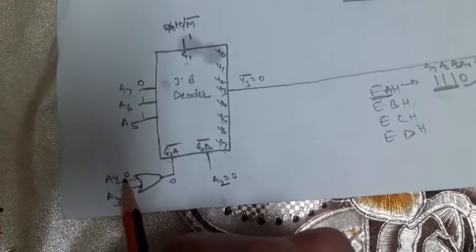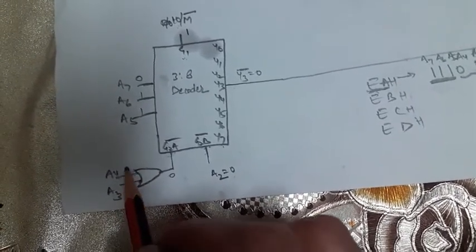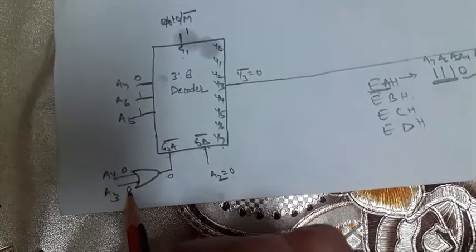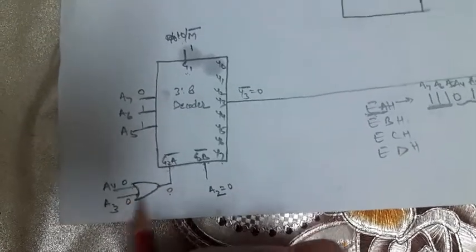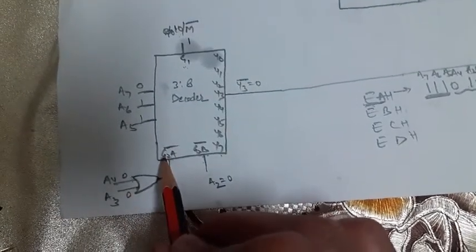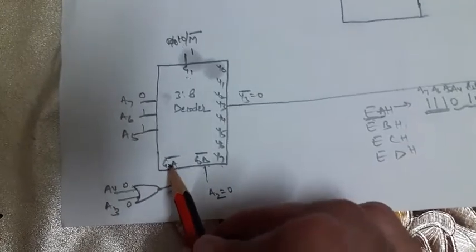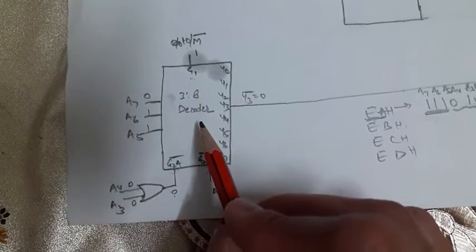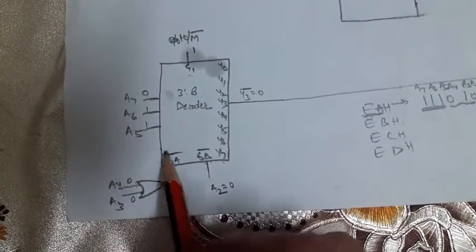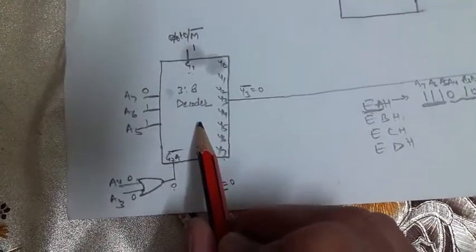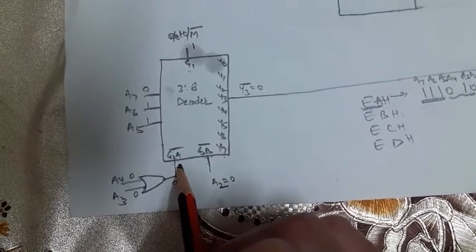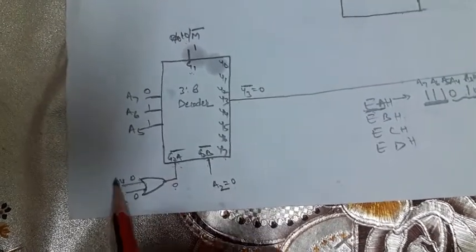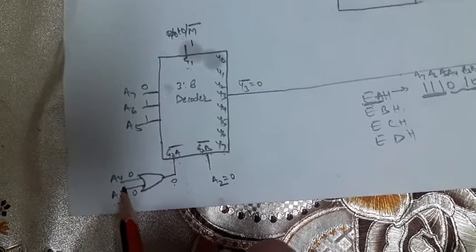If any bit of this OR gate is 1, then this will give 1, so this G2A bar will not be selected and will not allow this decoder to be enabled. This G2A bar will allow the decoder to be enabled only when it has a 0 over here. So if any bit has 1, then we need to put an inverter.